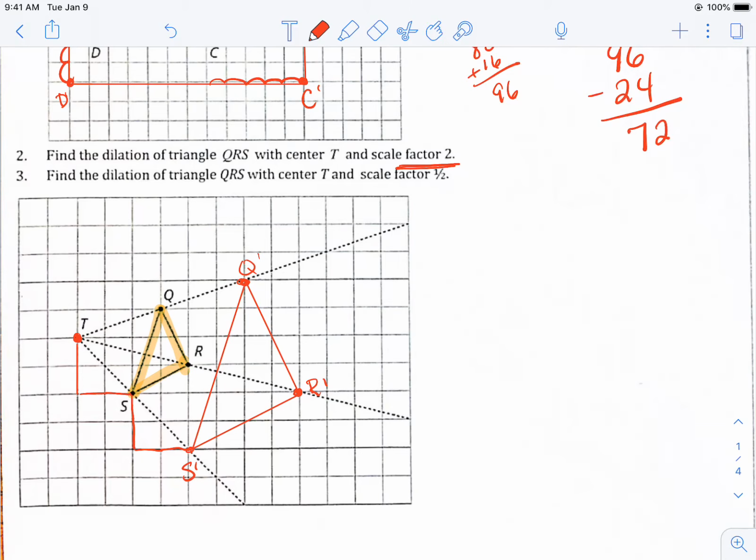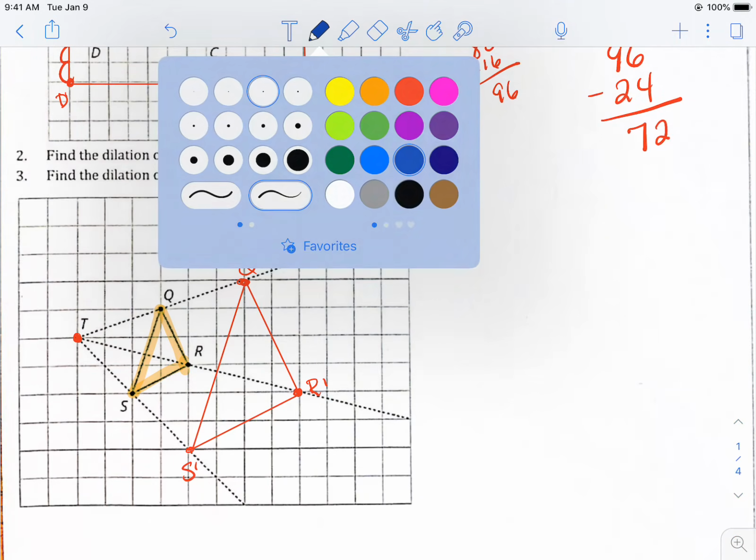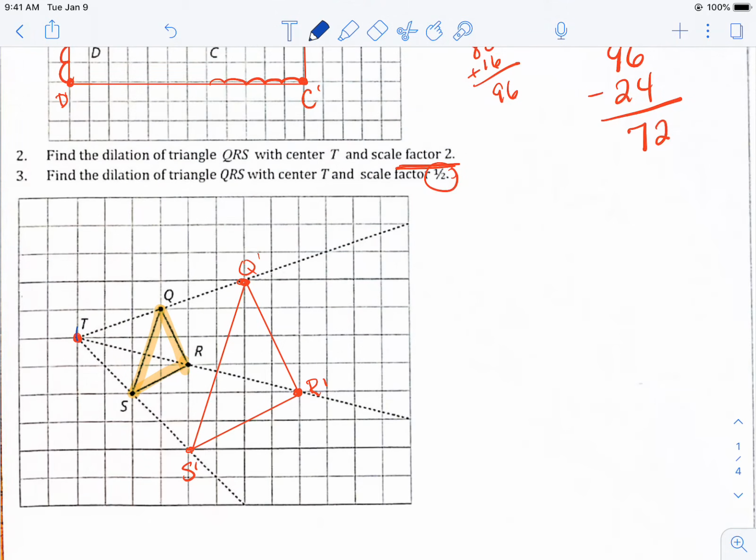Now number 3 says we're going to find the dilation of QRS with the center T, but this time we're going to do a scale factor of 1/2. So if our scale factor is less than 1, we should know that it's going to be getting closer to our center. So if we think about what we did originally, we went up on Q. Let's use a blue color here. To get to Q, we went up 1 and over 1, 2, 3.